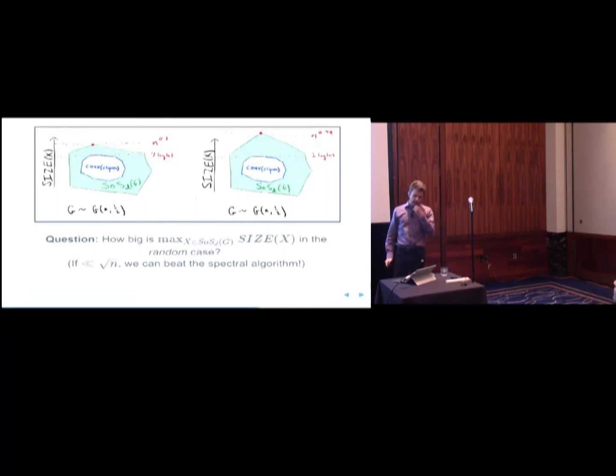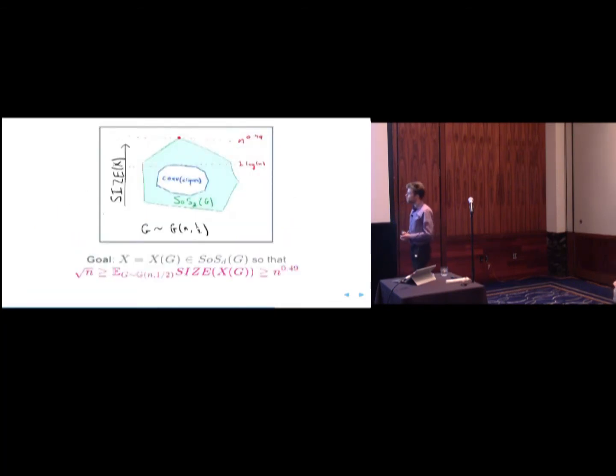Okay. So our goal, a little bit more formally, is to construct feasible points for this green relaxation, the sum of squares d relaxation. We want to say that given a graph G, I can construct a feasible point x of G that's feasible for sum of squares. It lives in this green blob. And in expectation, when my graph is sampled from G(n, 1/2), the size of my feasible point, so the size of the clique that it supposedly corresponds to, is at least n to the 0.49, even though there's no n to the 0.49 cliques in this graph, of course.